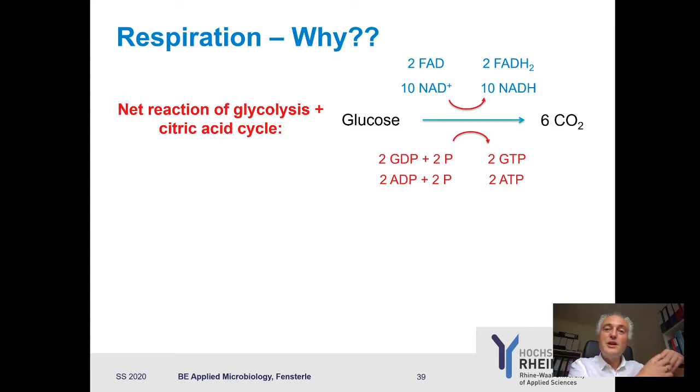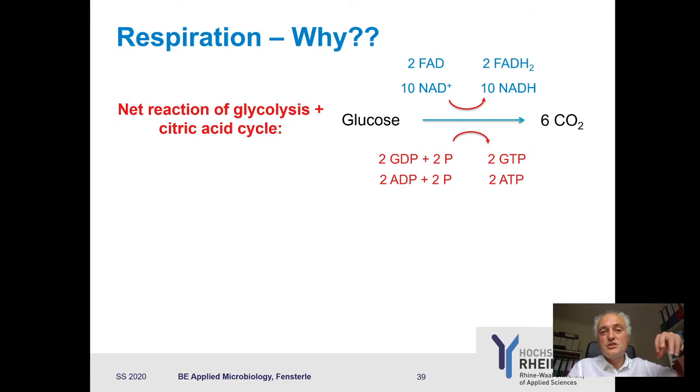Why? The product of glycolysis is 2 molecules of pyruvate. Remember, the aldolase splits fructose 1,6-bisphosphate into glyceraldehyde 3-phosphate and dihydroxyacetone phosphate. Dihydroxyacetone phosphate, of course, can be converted to glyceraldehyde 3-phosphate. So this is the same. So at the end, you produce 2 molecules of glyceraldehyde 3-phosphate, and then you go further and produce 2 molecules of pyruvate.